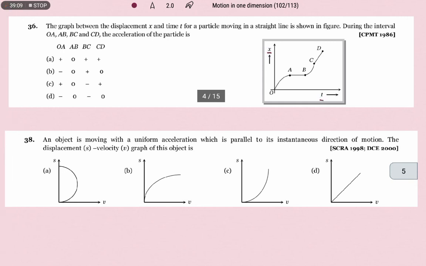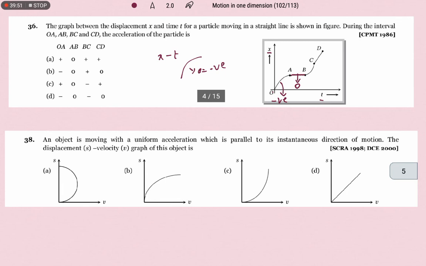For a position and time graph, we already know that if the x-t graph is bending downwards, then it compulsorily has negative acceleration. So O to A, the graph has negative acceleration. Next see A to B. A to B is constant position. It is a straight line parallel to the time axis. It is a rest position, so velocity is 0 and acceleration is also 0.